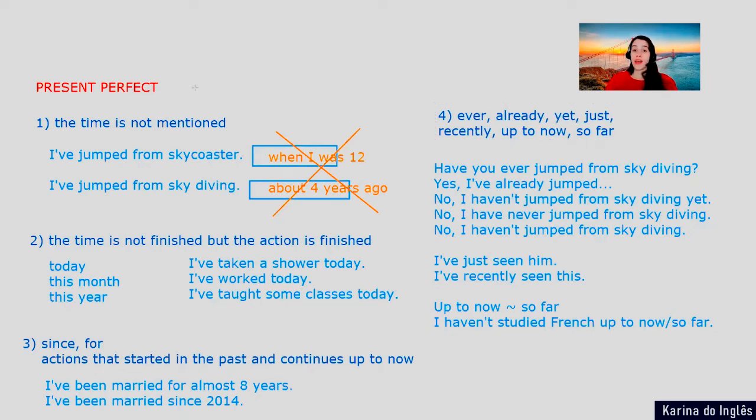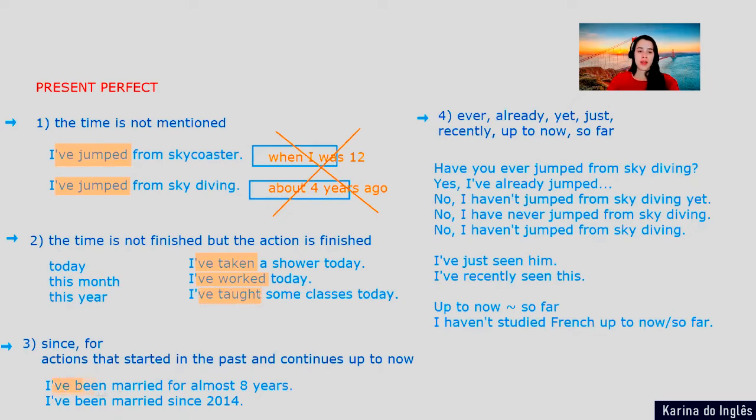Okay, so this is present perfect. During this video, I focused on explaining the usages. There are 4. Okay, how about the structure? If you look at the structure here, you will see that I've always used have or has for he, she, it, and the verb in the third column, that is the past participle. So for example, take, took, taken. So we've used taken. Or work, worked, worked. Teach, taught, taught. So we use the last one, okay?